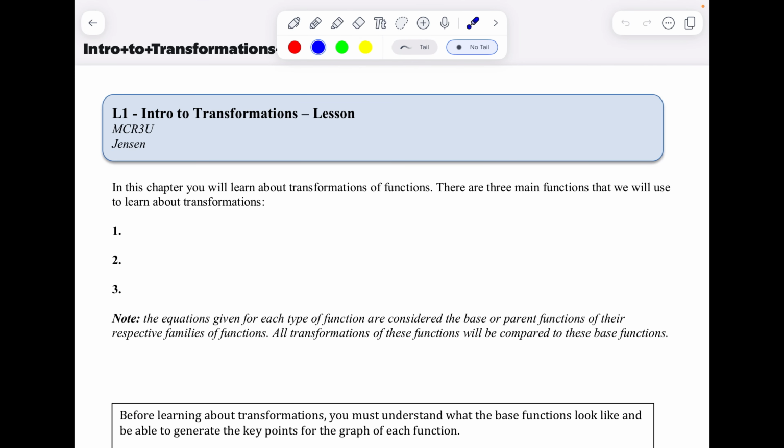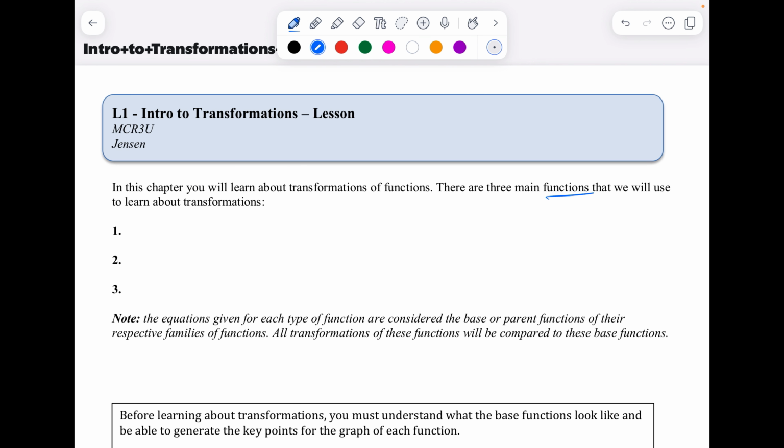Okay, so we're going to look at the first Intro to Transformations lesson. Transformations is a general math term that we use for moving and stretching functions. You've already seen this a little bit in grade 10, and we'll talk about that a little bit too. But there's three main functions that we use to learn about transformations.